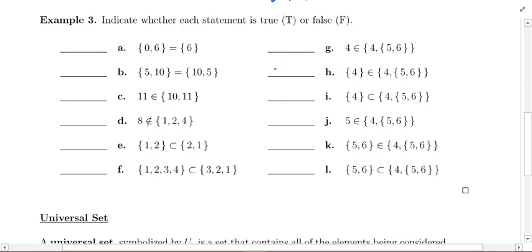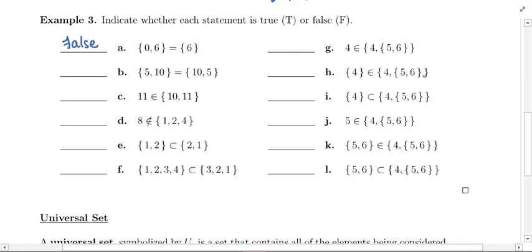Remember, for two sets to be equal, they have to have the same exact elements. The set on the left has a 0 as an element, but 0 is not an element of the set on the right. So this is a false statement.